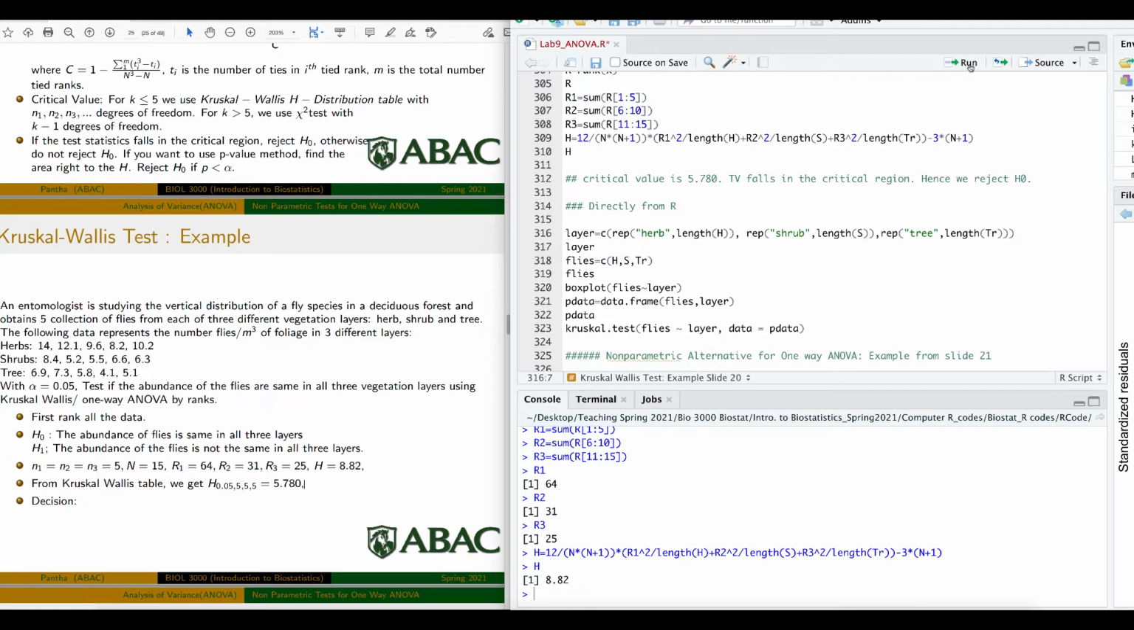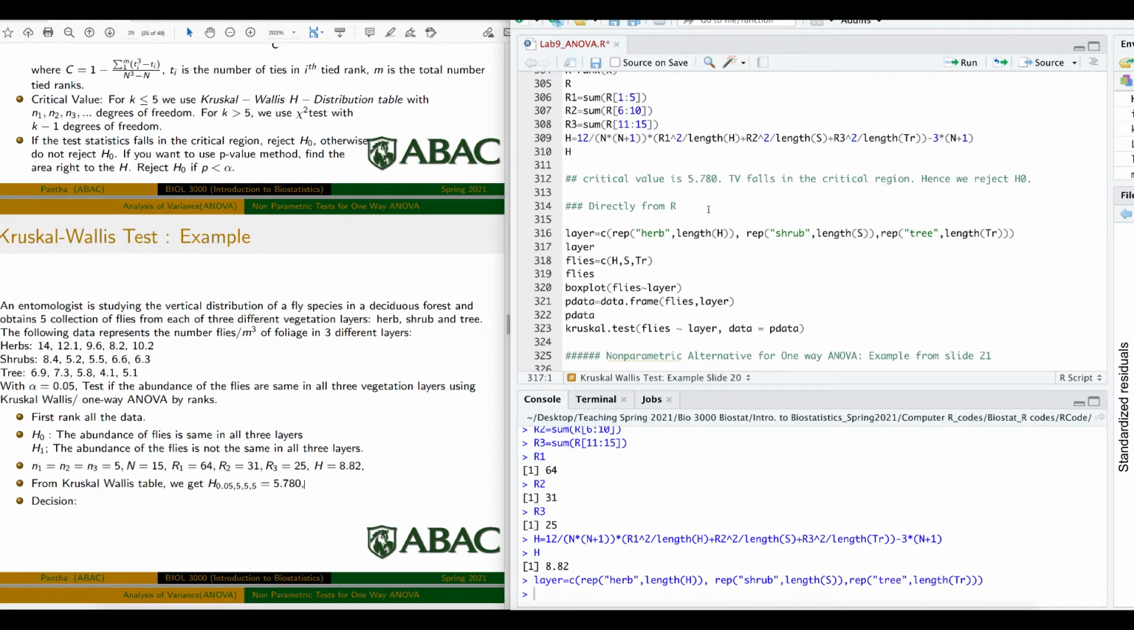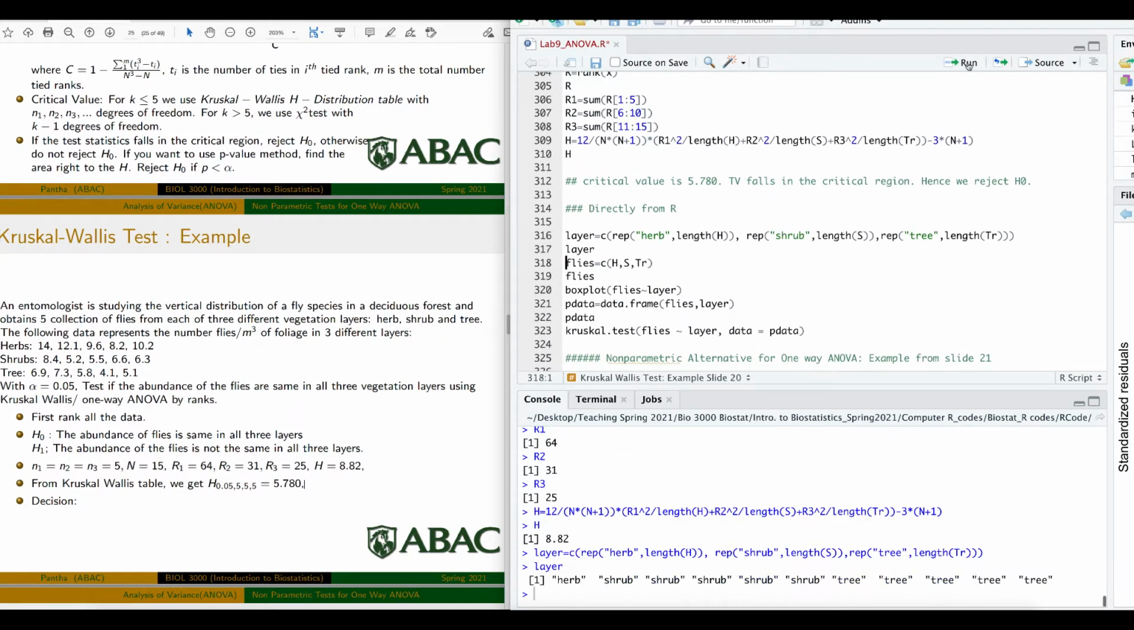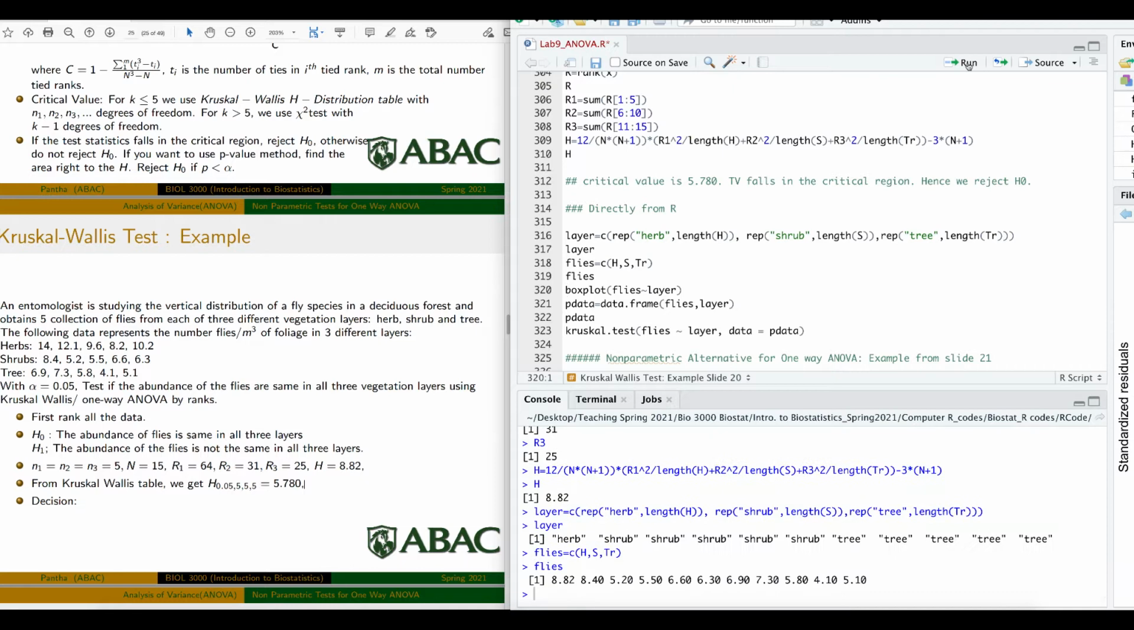So I just name layer equals, I repeat herb H, the number of data in H, repeat shrub, and so on. So that's what I got. And then flies, I combine those. Okay. Now I don't need to do the box plot.